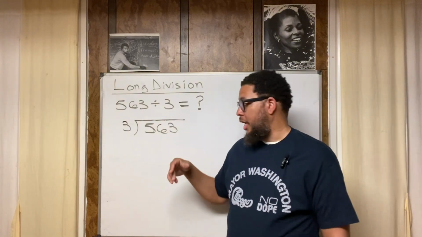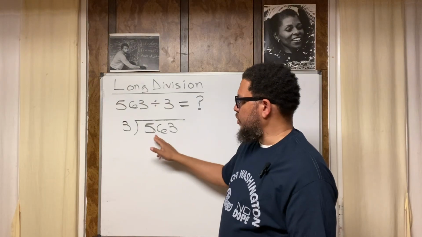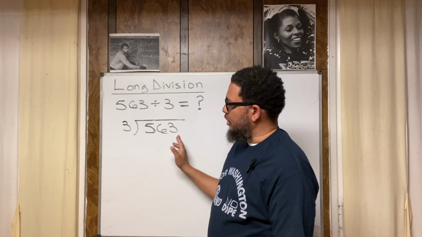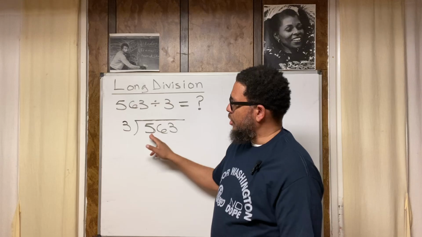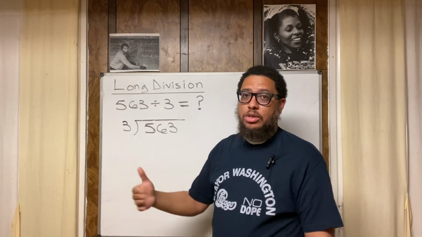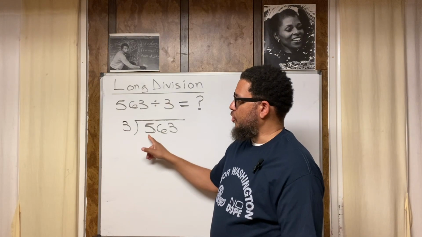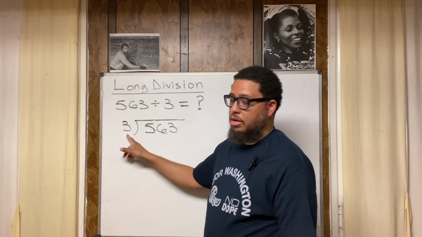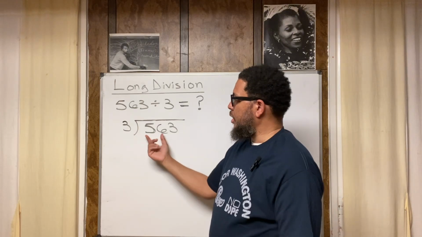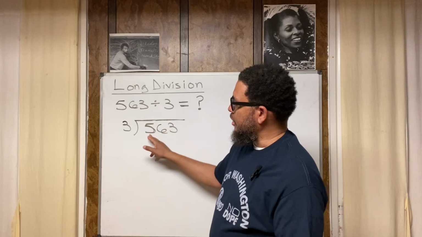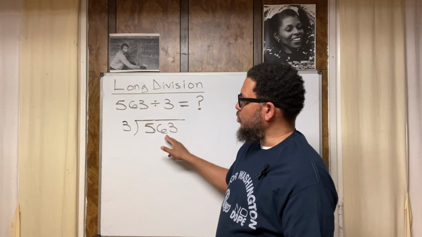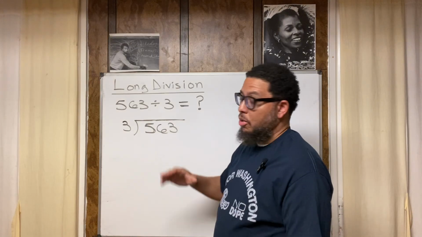All right, let's see what it looks like. So first we got 563. We want to break this up into different digits, right? So we start with the first digit, 5 divided by 3. Now we can do that, right? You won't always be able to do that, because sometimes your first digit will be less than the divisor. And if that happens, then instead of looking at the first digit, we want to look at the 2 digits together as a 2-digit number. But we don't need to do that here.